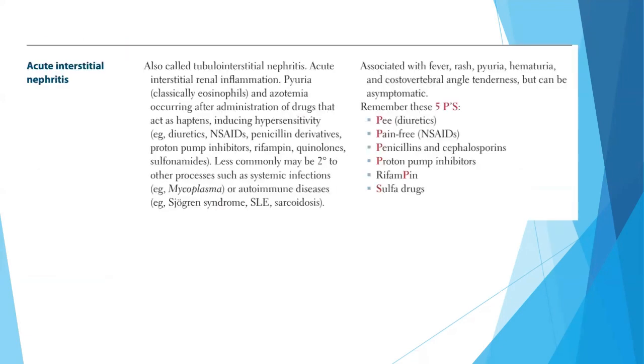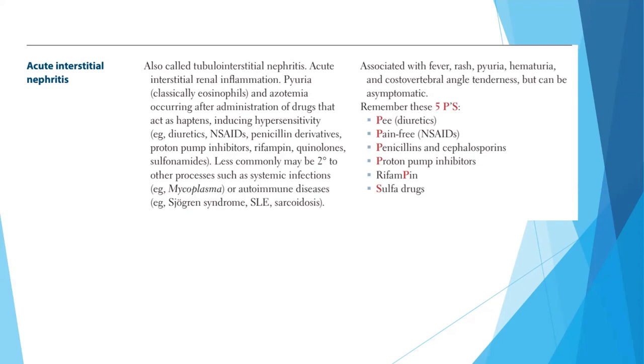Now, talking about acute interstitial nephritis, also called tubulointerstitial nephritis, there is acute interstitial renal inflammation, which can cause pyuria and azotemia, occurring after administration of drugs that act as haptens, inducing hypersensitivity. The drugs may be diuretics, NSAIDs, penicillin derivatives, proton pump inhibitors, rifampin, quinolones, and sulfonamides. Less commonly, it may be secondary to some infections like mycoplasma and some autoimmune diseases like SLE.